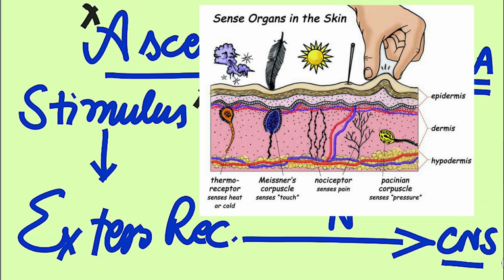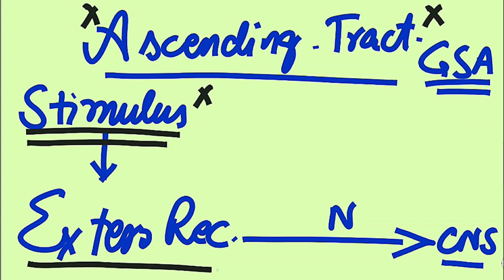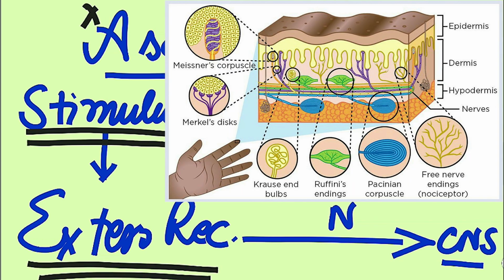So the ascending tracts have a classification, which I'll talk about shortly, based upon the type of the stimulus. The stimulus is carried by exteroreceptors. The exteroreceptors also have various categories. I'll talk about the classification of the exteroreceptors at the end of this lecture. So now let's talk about the classification of the ascending tracts, which is dependent upon the type of the stimulus.